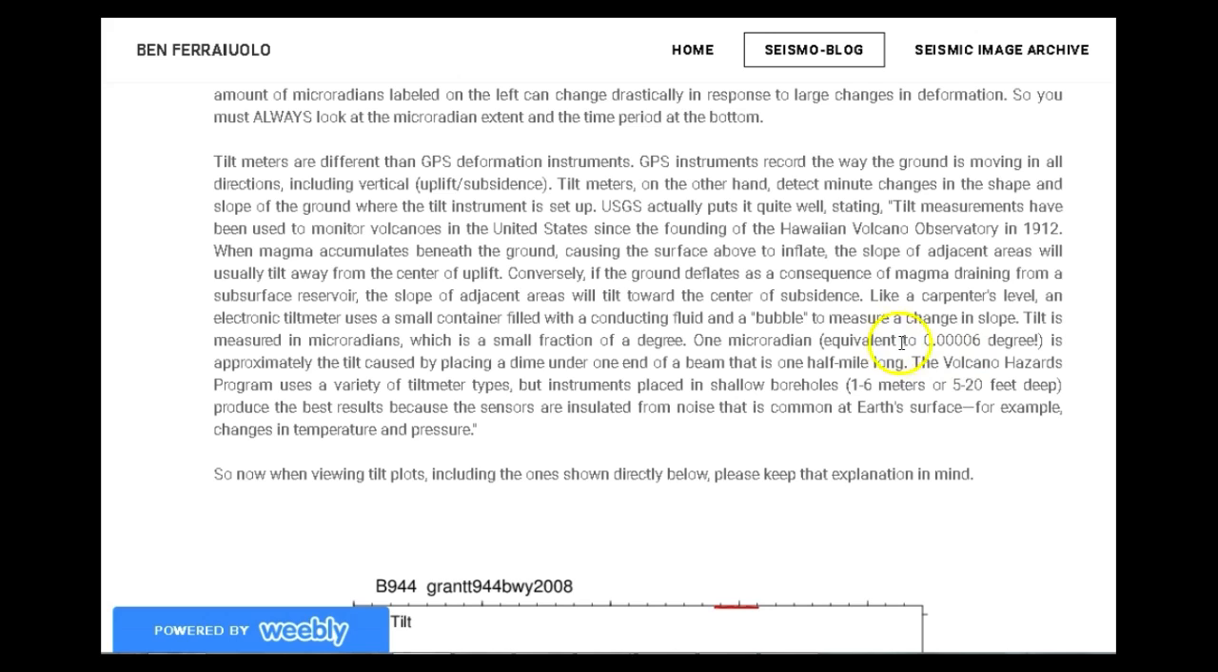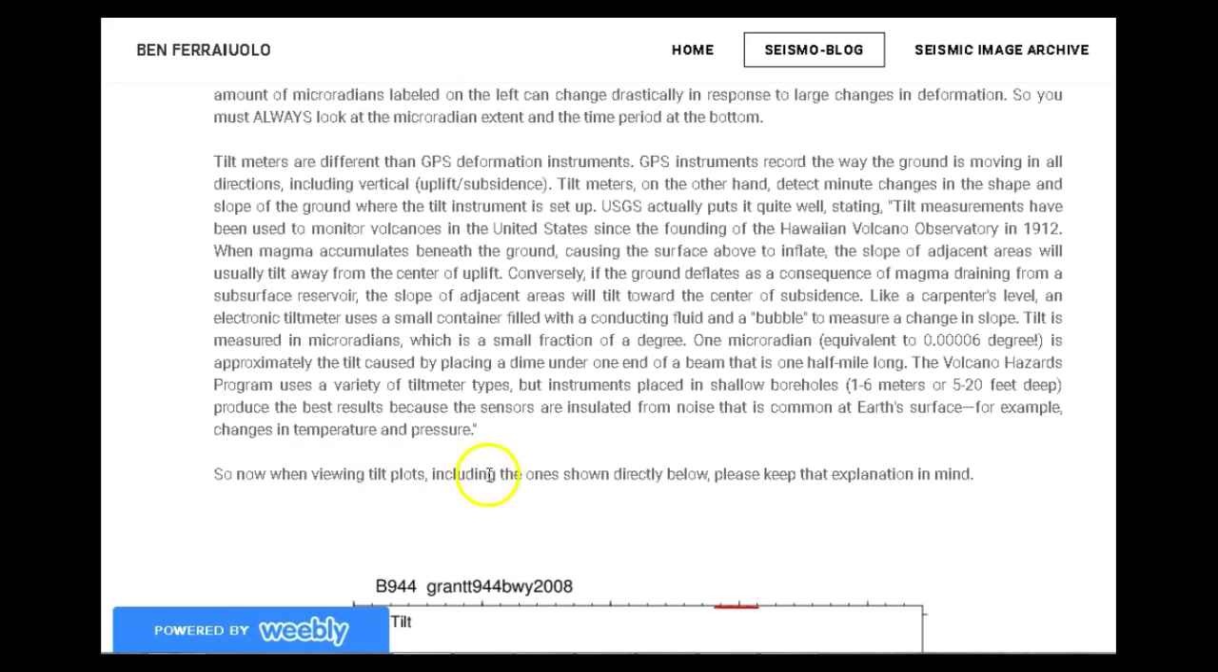1 microradian, again equivalent to 0.00006 degrees, is approximately the tilt caused by placing a dime under one end of a beam that is 1/2 mile long. The Volcano Hazards program uses a variety of tilt meter types, but instruments placed in shallow boreholes, 1 to 6 meters or 5 to 20 feet deep, produce the best results because the sensors are insulated from noise that is common at Earth's surface, for example, the changes in temperature and pressure. Now they're talking about tilt meters, not seismographs, guys.